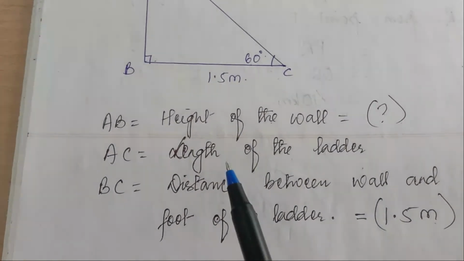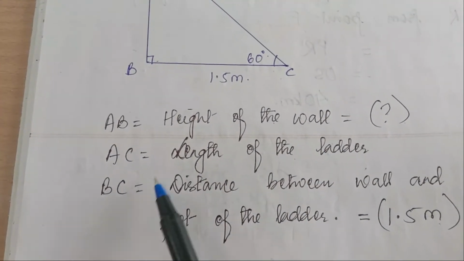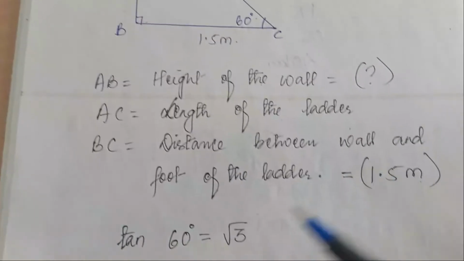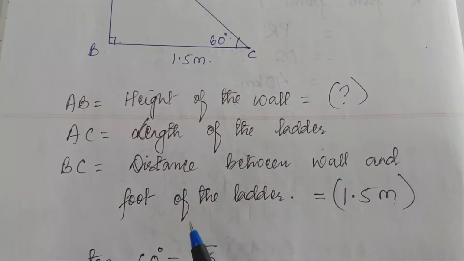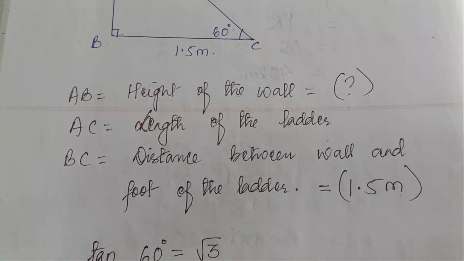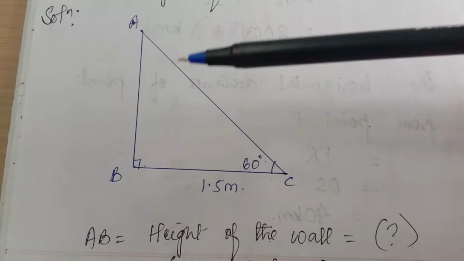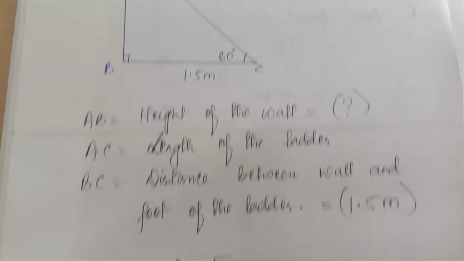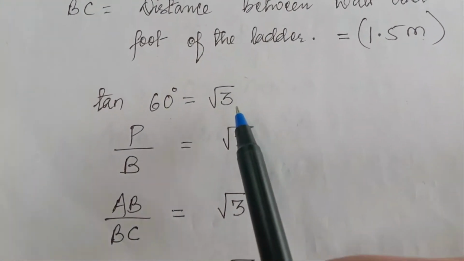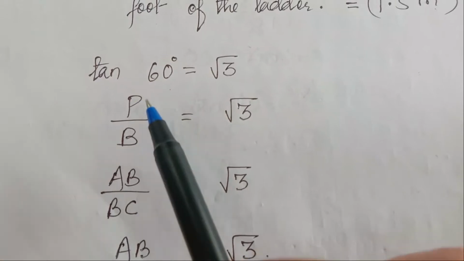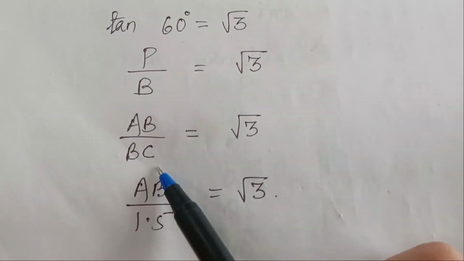Now AB is the height of the wall, this is the question mark, and AC is the length of the ladder, and BC is the distance between the wall and the foot of the ladder, which is 1.5 meter. Now we have to use tan theta. So tan 60 degree is root 3. Perpendicular is AB and base is BC.